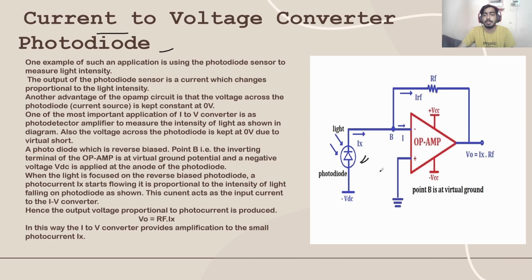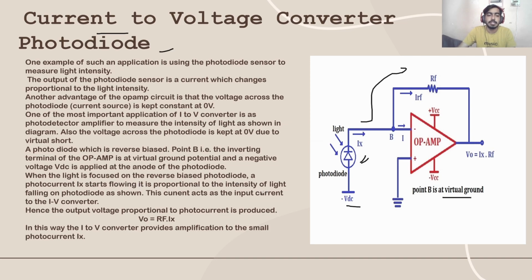Here we have a photodiode connected to this circuit, where an operational amplifier is also being used, since we have already covered the use of it. The photodiode is reverse biased, point B, that is the inverting terminal of the operational amplifier, is at virtual ground potential, and a negative potential VDC is applied to the anode of the photodiode. When light is focused on the reverse biased photodiode, a photocurrent IX starts flowing.